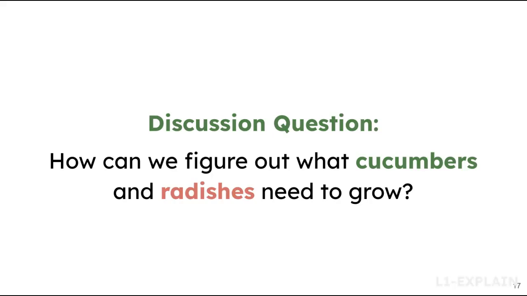For the Explain portion, you'll invite students to gather in a circle and share their findings from their planting investigations. You'll use the provided questions to guide your discussion around the question, how can we figure out what cucumbers and radishes need to grow? The goal of this class discussion is for students to reflect on the investigation they set up and consider what data we might collect, beginning in Lesson 2.